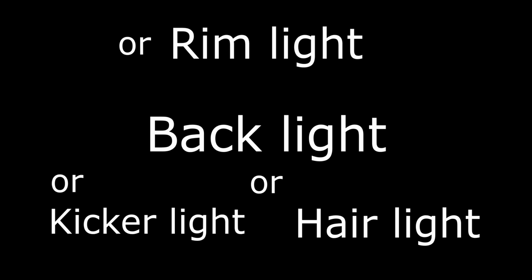Then third, you have the backlight or hair light or rim light or kicker light or whatever you want to call it, because there's so many names for it. It's a light that just goes behind the subject, shines a little bit of light on their head to help separate them from the background, and doesn't make them feel like they're melting into the background.